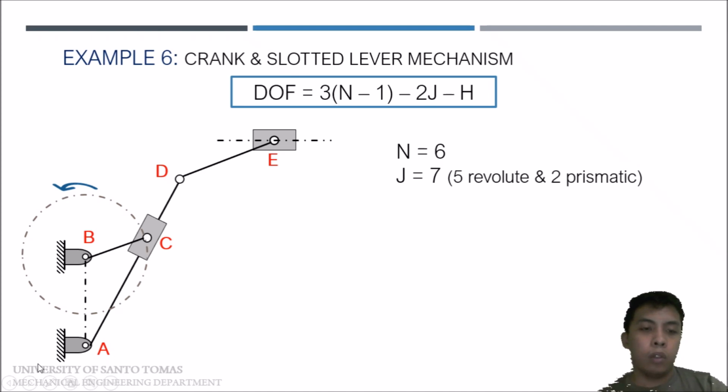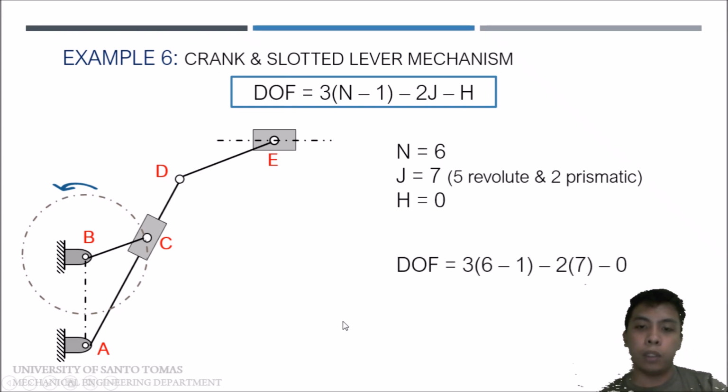Okay? Another pair that we can see in this mechanism is the slider, so slider C and slider E. That slider is a prismatic pair. So we have 2 prismatic pairs, a total of 7 lower order pairs. For the higher order pair, it is 0, because we have no gear and no common follower here. All our linkages are connected by joints. We only use linkages.